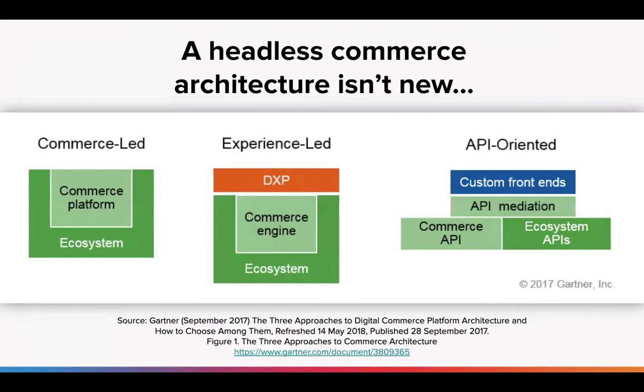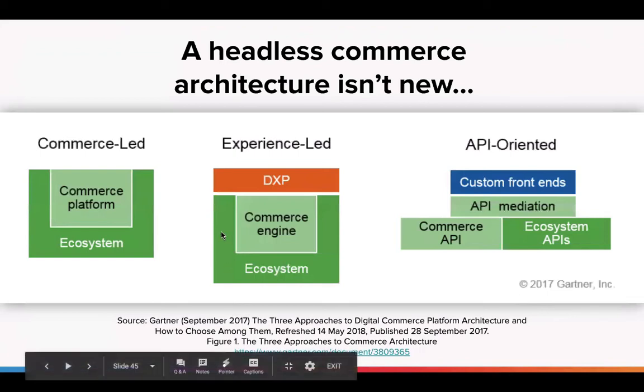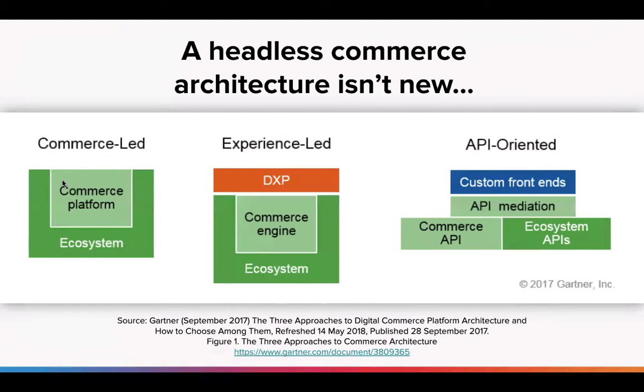So as Sebastian alluded to, in the past, based on this Gartner slide, we usually have the commerce-led approach, where you may have a separate storefront, but it wouldn't be using APIs typically. It might be deployed in a separate tier, but it would still be integrated in a way where it wouldn't be something you could reuse across additional touch points beyond just the one the commerce platform is powering.